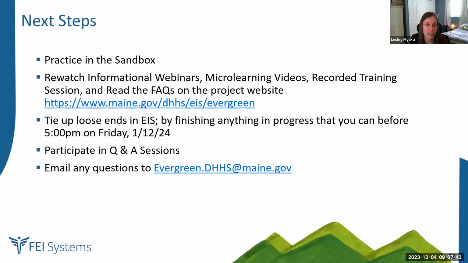If anything is in progress that you can complete before migration, it should be done before 5 p.m. on Friday, January 12th. That's when our cutover will begin. EIS will go into a locked down mode as of 5 p.m. on January 12th. We'll do our deploy over that weekend, and then EIS will become read-only for users again on January 16th, 2024, and Evergreen will become available for use on January 16th, 2024 at 8 a.m.